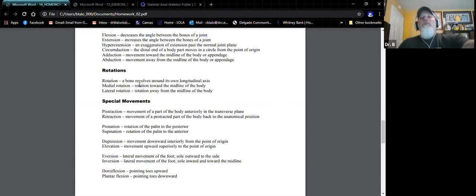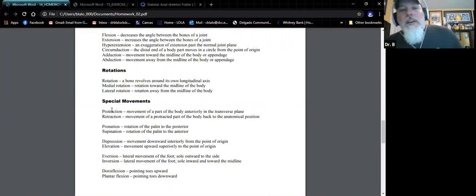And then we have a few special movements down here listed at the bottom, protraction and retraction. Protraction and retraction are movement of a body part either anteriorly or posteriorly in a transverse plane. So protraction would be like when we jut our jaw forward, and retraction would be moving our jaw back to its original position. We talked about pronation and supination, okay? That has to do with the position of the hand, okay? We know that when we're supinated, right, that we're palms up. So supination is the palm facing forward, where pronation is the palm facing backwards, okay, if we're in anatomical position.